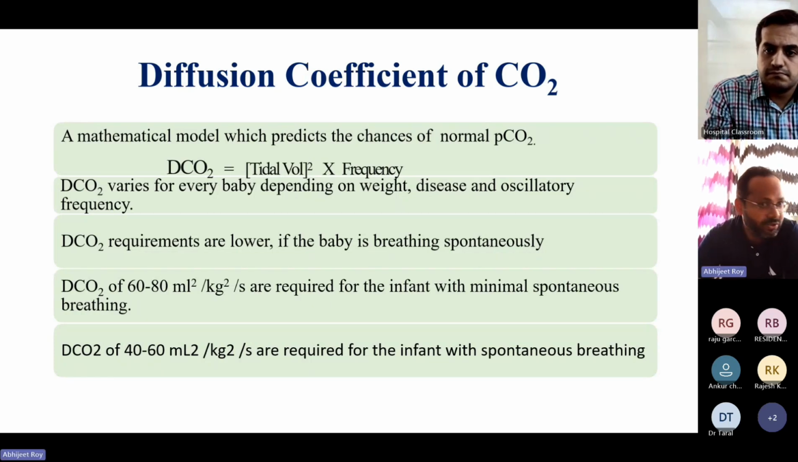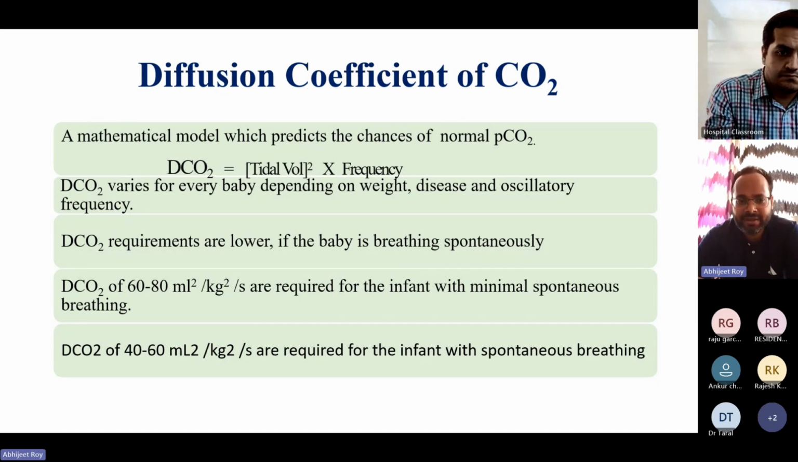Then there is another terminology, diffusion coefficient of carbon dioxide. So what is DCO2? It is a mathematical model which predicts the chances of normal PCO2. It is a product of tidal volume squared into frequency. So for every baby, DCO2 is different. It depends on the weight of the baby and the oscillatory frequency. If the baby is spontaneously breathing, then the DCO2 requirements are lower.